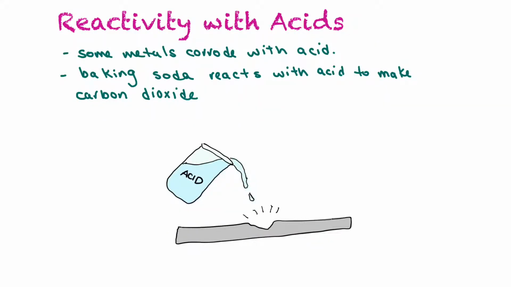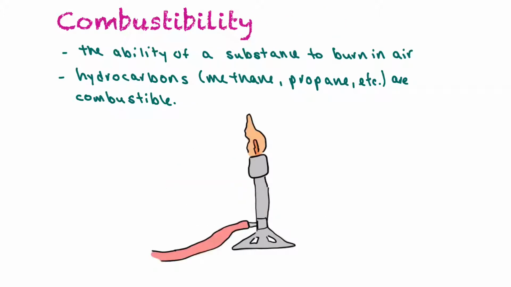Another chemical property would be reactivity with acids. So some metals will corrode when they're exposed to an acid. The acid will eat the metal right away. Baking soda also reacts with acid to make carbon dioxide gas. And if you've ever made a volcano with baking soda and vinegar, that's that reaction taking place.